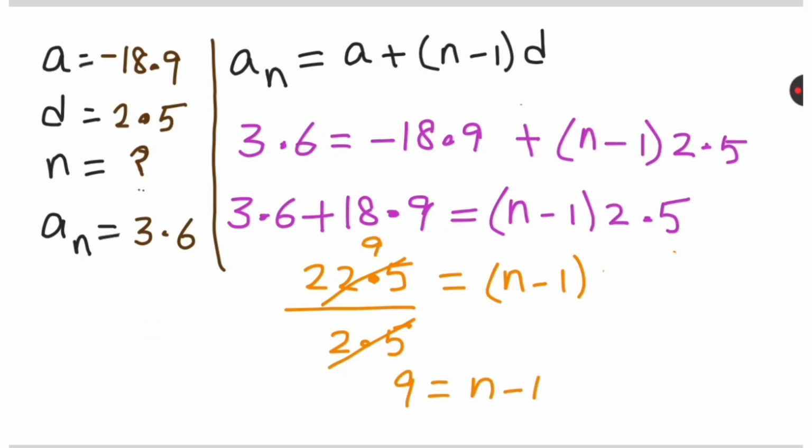So if you add plus 1 on both sides, here minus 1 plus 1 turns into 0. So we are left with only n on the right hand side. On the left hand side, 1 plus 9 gives 10. So the n value is 10.